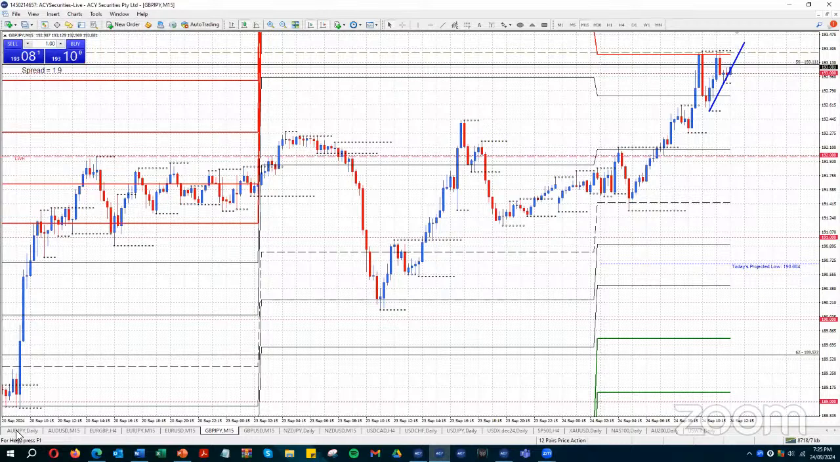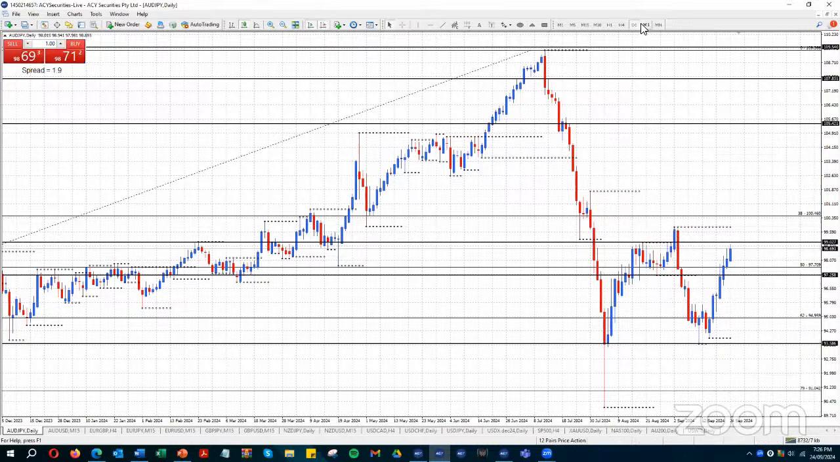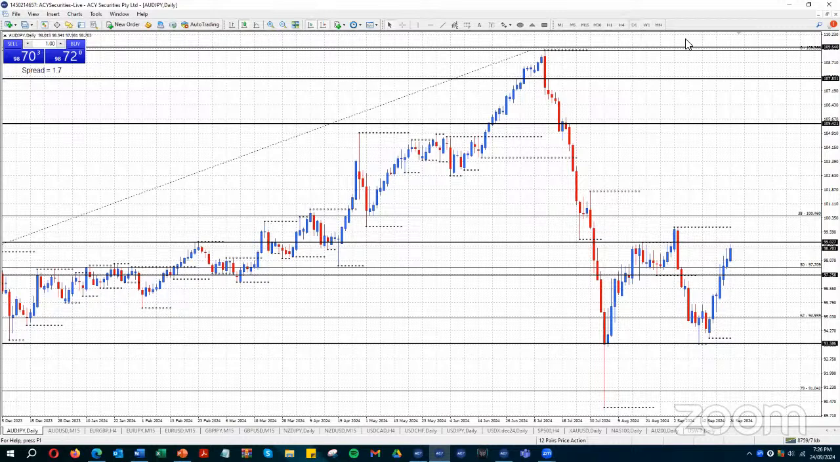All right, Aussie yen. Same as the euro again, really. It's got CPI data coming out tomorrow, so it's going to be a little bit difficult. But weekly chart, higher bottom, lower top.